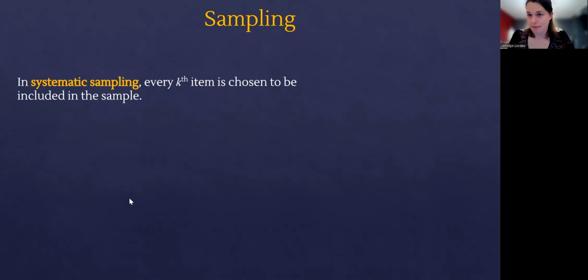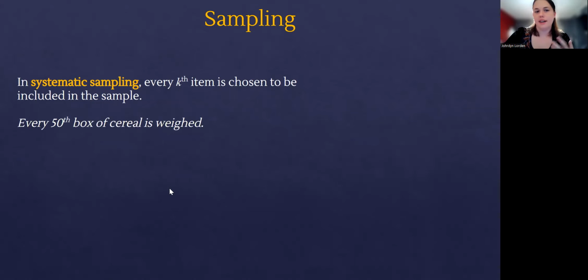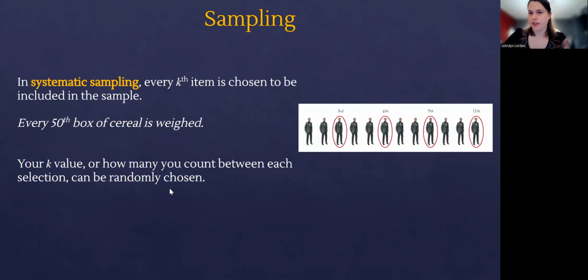In systematic sampling, this is another sampling technique, every kth item is picked. So that's like every 50th box of cereal, every third person in line, every fifth bicycle, right? So we're looking at trying to be random by being systematic.